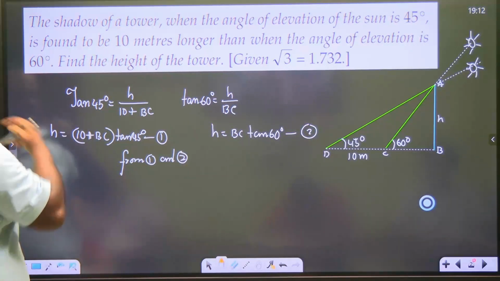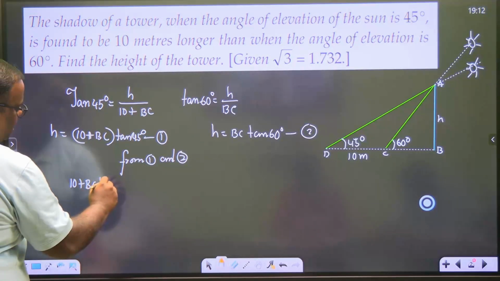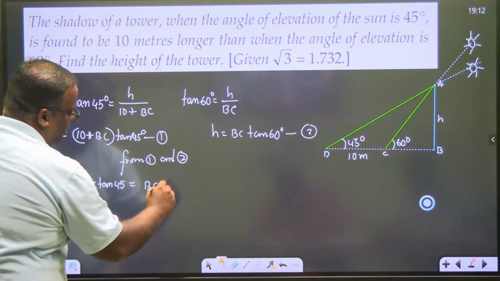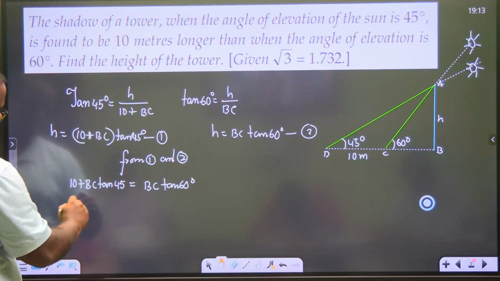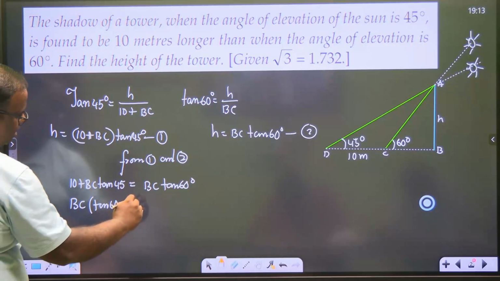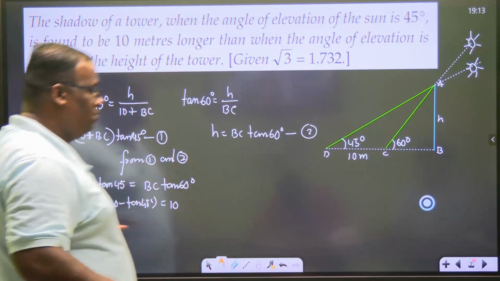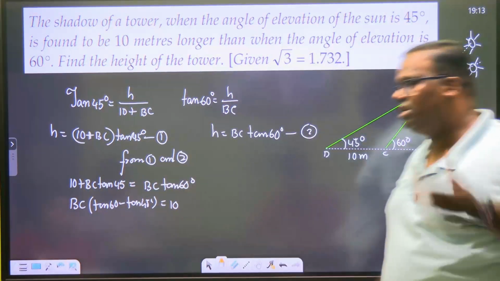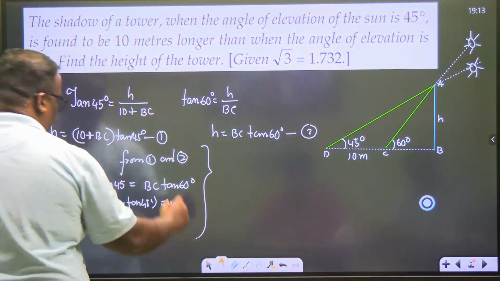So from 1 and 2, we can write 10 plus BC tan 45 is equal to BC tan 60. So you can now write BC tan 60 minus tan 45 is equal to 10. Did you understand this simplification? You take it this side, take BC common, right? So what do you land up with?